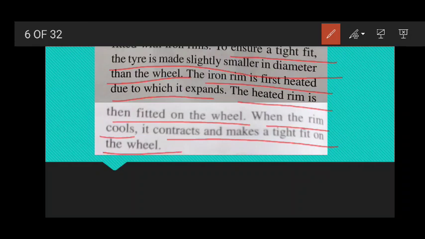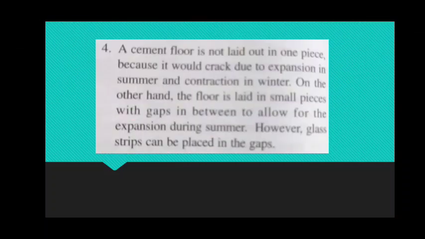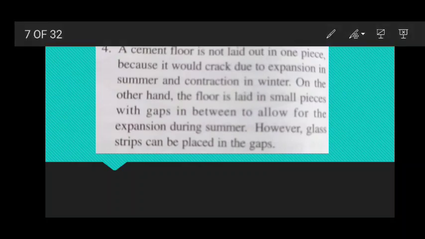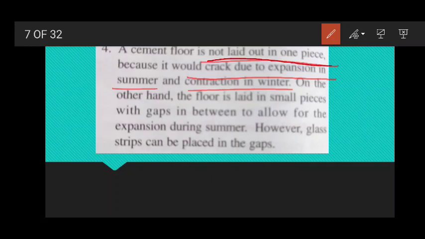That is why the wooden wheels of a bullock cart are fitted with iron rims. Now the next is a cement floor. You must have noticed a cement floor is not laid out in one piece. Why? Because it would crack due to expansion in summer and contraction in winter. So that is why a cement floor is not laid out in one piece.